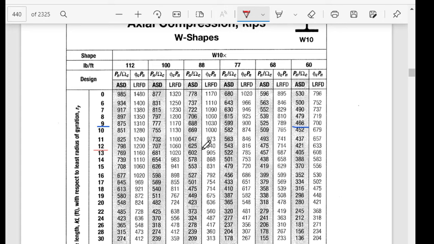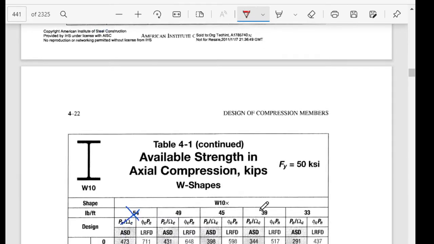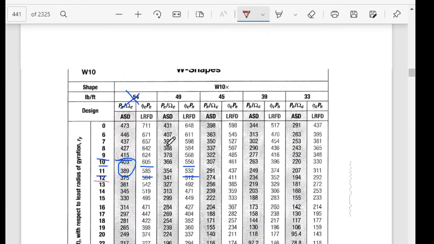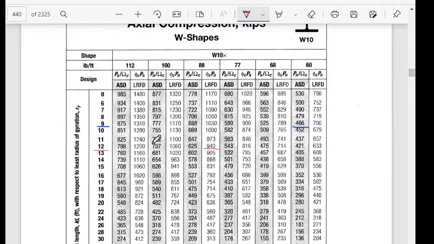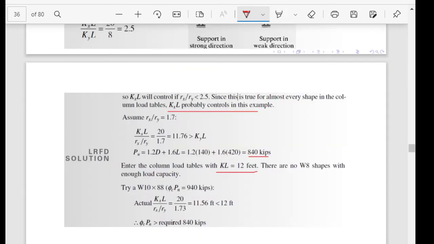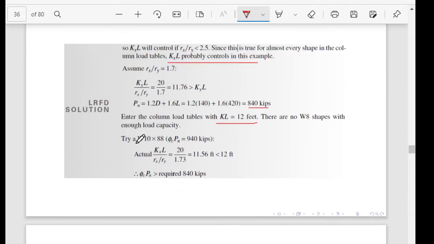Isa ka ni. W10 by 88. Dali wala pa. 841. So, W10 by 88 with strength 940 kilo. Yes, we try the W10 by 88 with design strength 940 kilopounds.